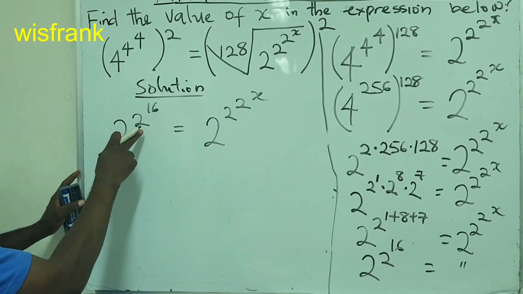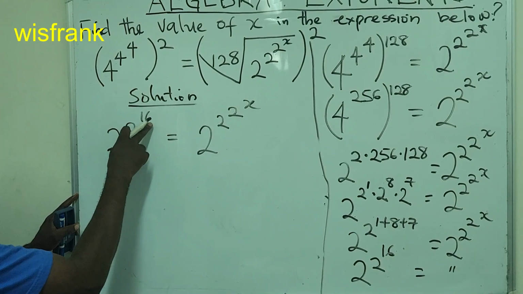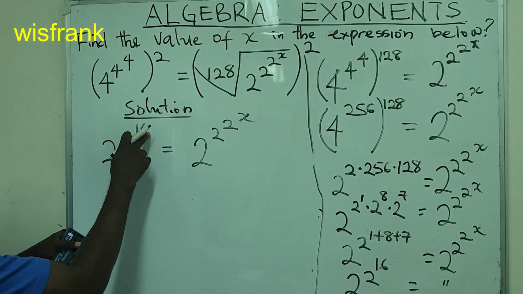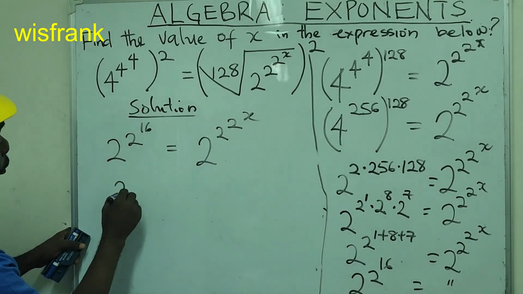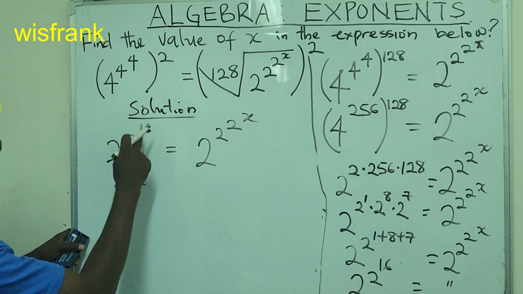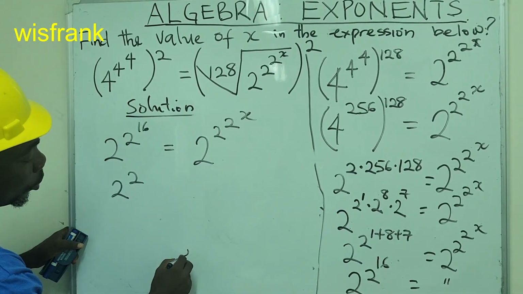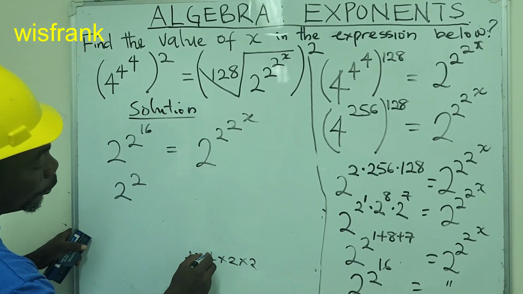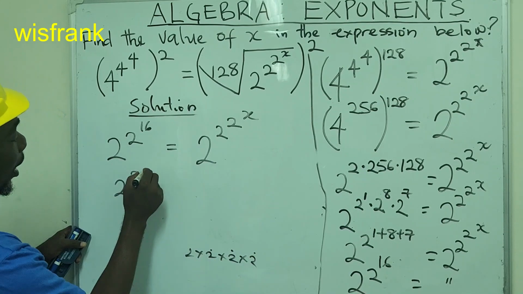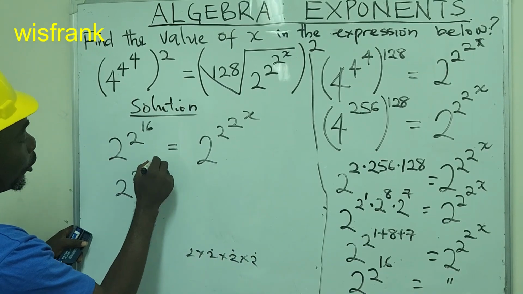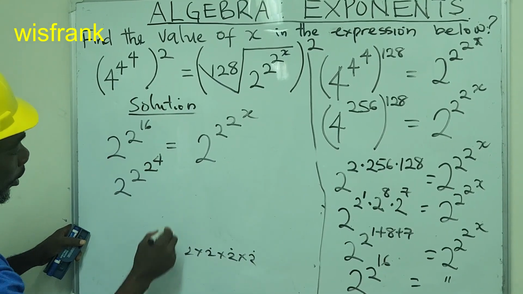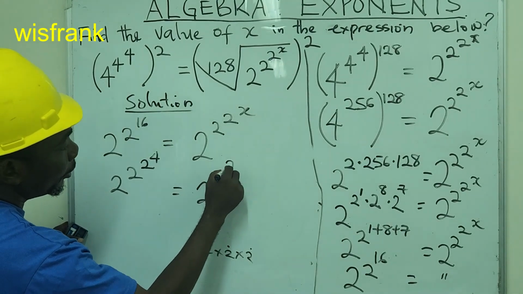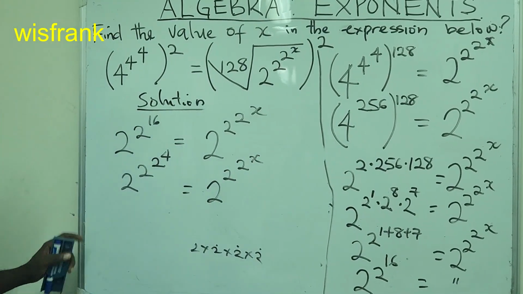So now we have 2 raised to the power of 16. For us to have base 2, we can further break this 16 down as 2 times 2 times 2 times 2. 2 times 2, 4, 8, 16. So we have 2 raised to the power of 4 equals to 2 raised to the power of 2 raised to the power of 2 raised to the power of x.